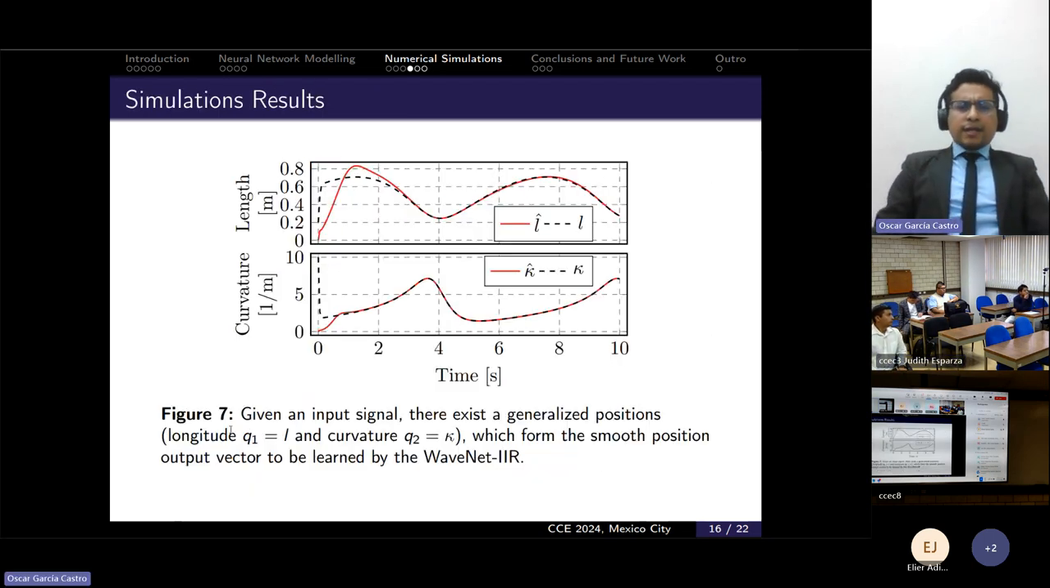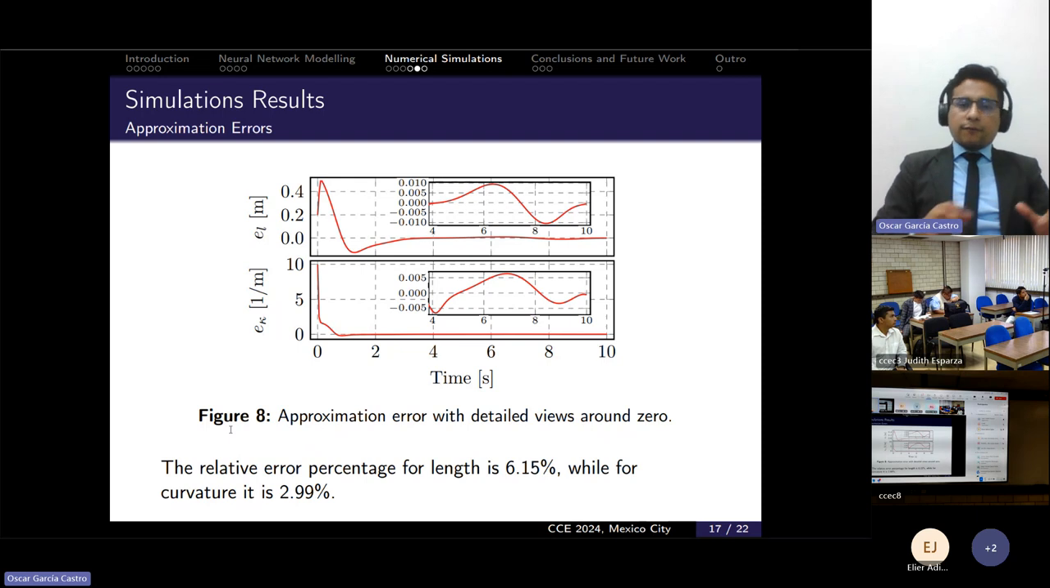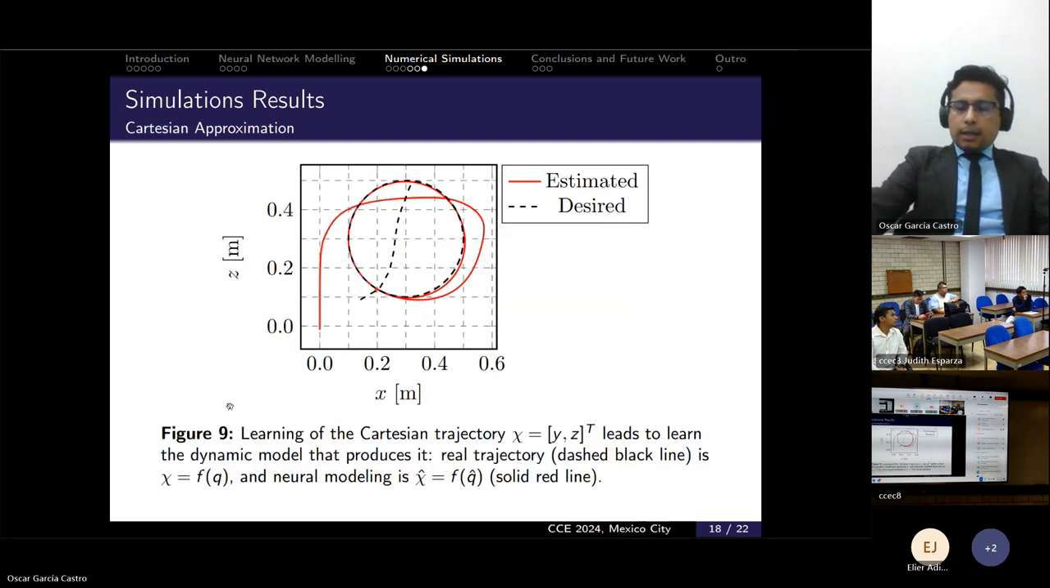Given an input signal, there exists a generalized position in the form of curvature and length, which form the position output vectors to be learned by the wavenet IIR. The screen shows the position of the continuous soft robot and demonstrates how the outputs of the wavenet IIR align with these values within a matter of seconds, where the approximation error remains bounded with a relative error of 6.16% for length and more or less 3% for curvature. The Cartesian positions are obtained successfully. While initial errors may seem significant, they are only present during the first few seconds. Following this brief period, the approximation improves, indicating the effectiveness of the approach.